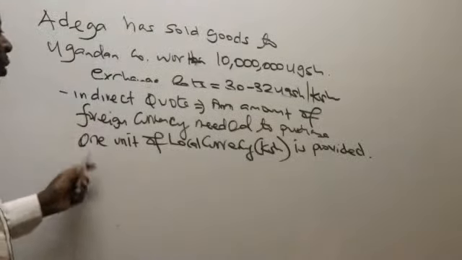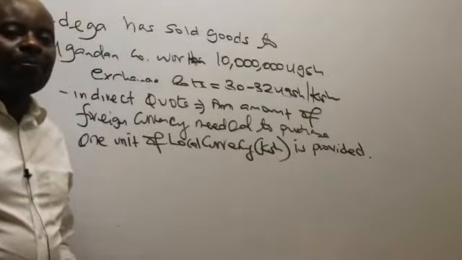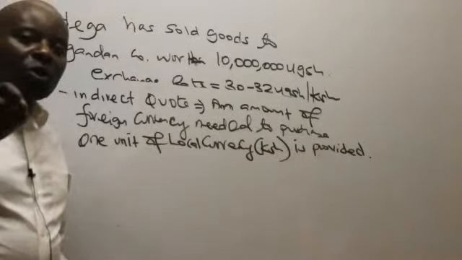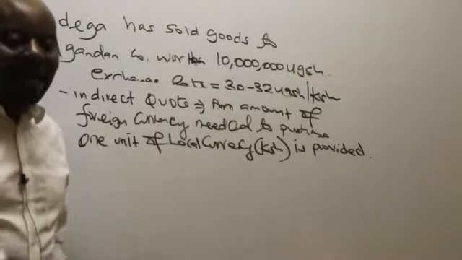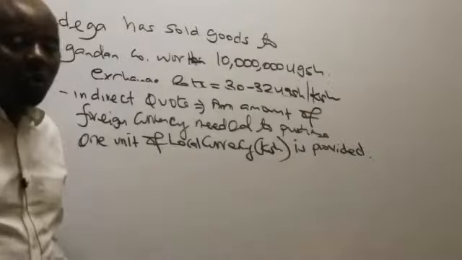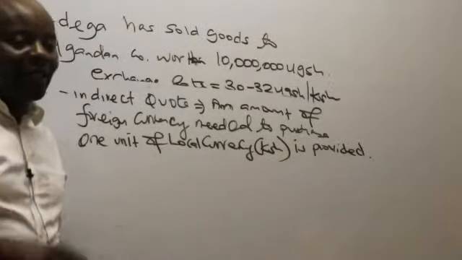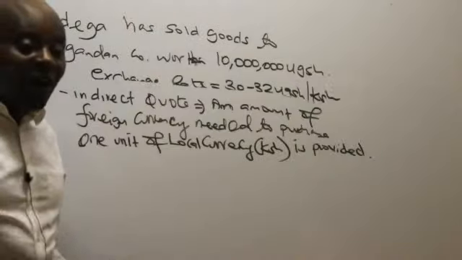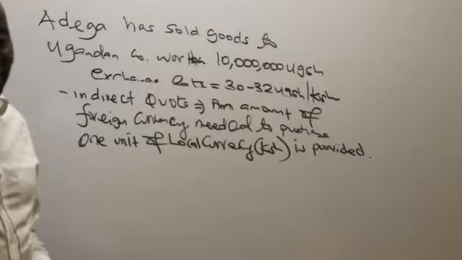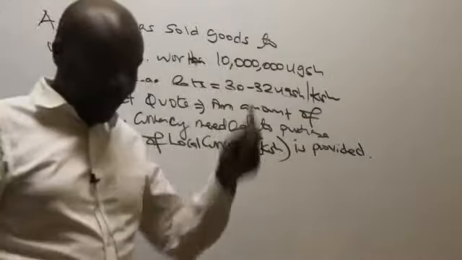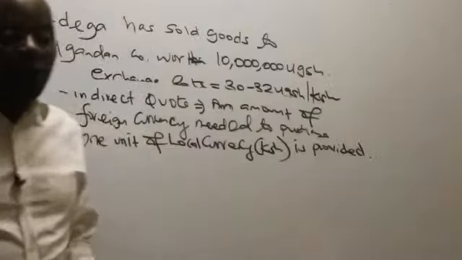Tell us there that for indirect quotes, banks buy high and they sell low in order to make a profit. Banks buy high and sell low in order to make a profit.